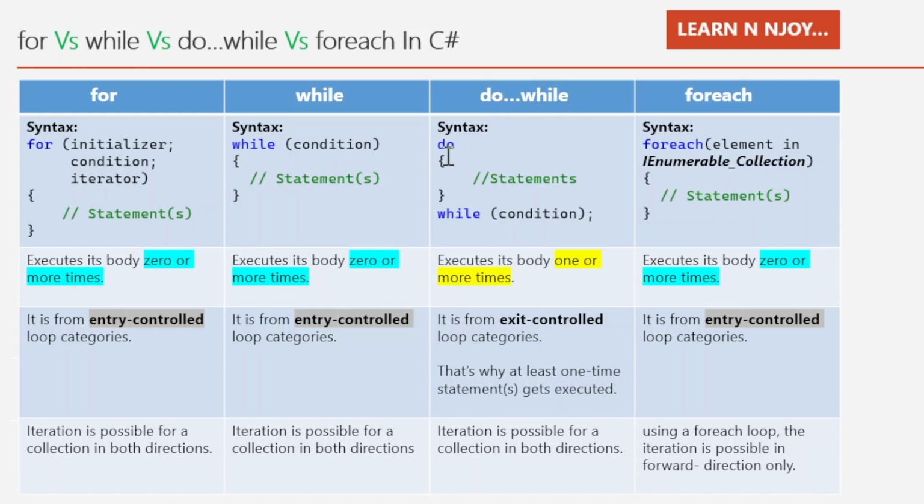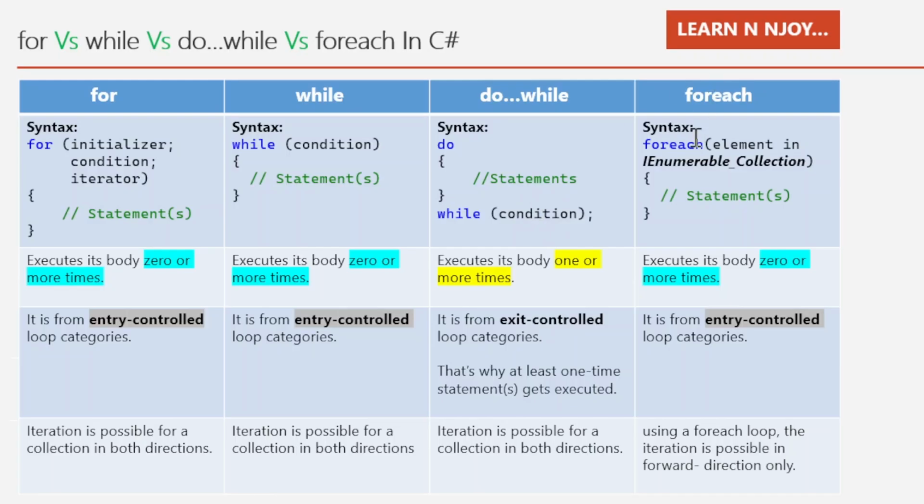Coming to do while, we need to write the do keyword, then opening and closing curly braces, and in between we need to provide the statements that we are planning to execute multiple times, and then we need to write this while keyword and then opening and closing parentheses, and in between we need to provide this condition.